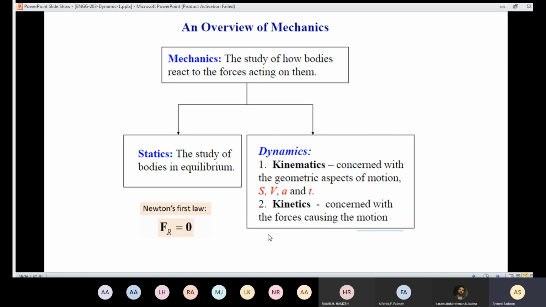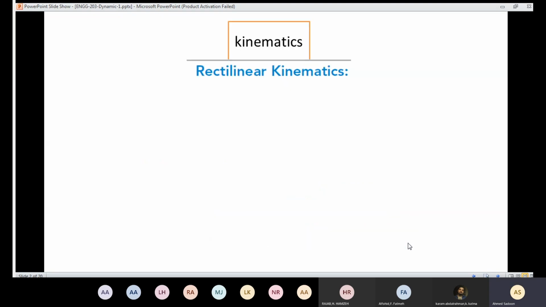The second category in dynamics, which is kinetics, is concerned with the forces causing the motion. And in dynamics, we are going to use Newton's second law. The forces acting on the body are going to equal the mass times the acceleration. Not like statics, where the forces should equal 0. Here, the forces should equal the mass times the acceleration. So we are going to start with kinematics today.